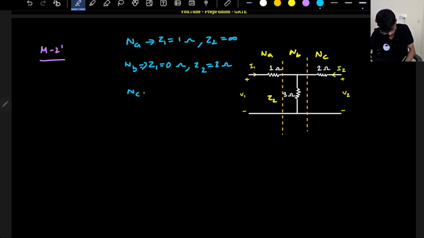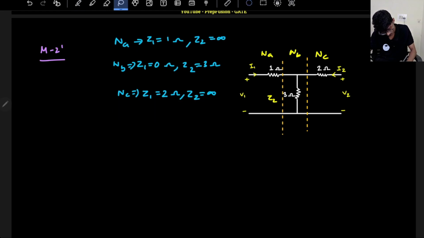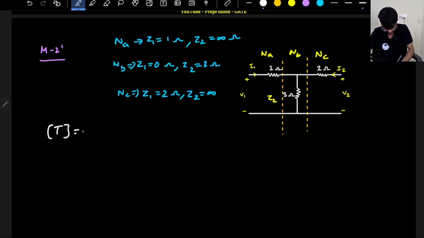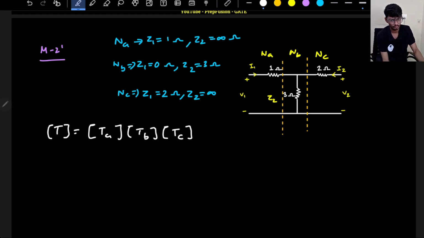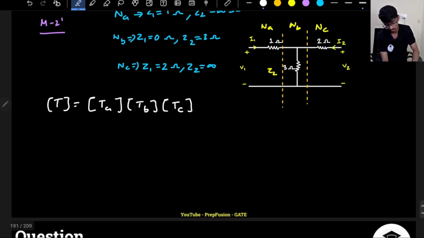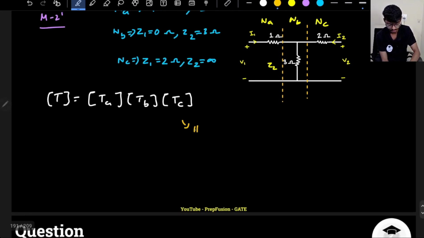For network C, that is the homework, you will do this by yourself. For network C, the Z1 will again be a series combination of 2 ohms, and again the Z2 will be infinity. Ultimately you will find the individual ABCD parameters, then you will simply do the matrix multiplication, network A into network B into network C, and that's it. You will find your result. This is how you can also solve. This is the homework task for you. You will try it out by yourself.